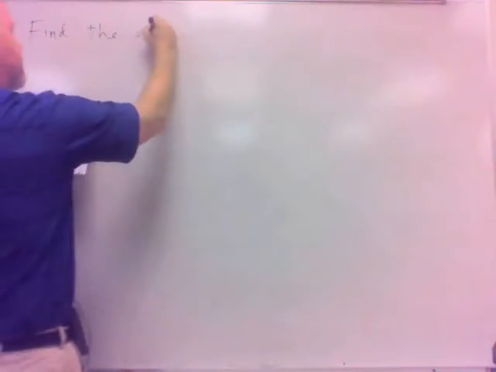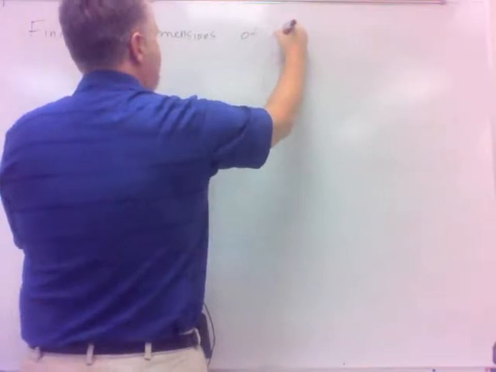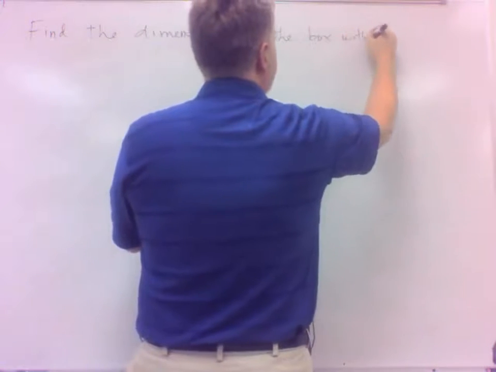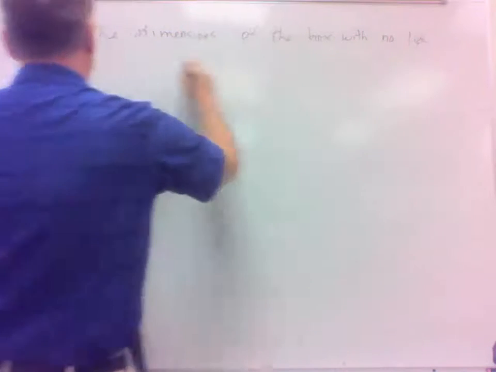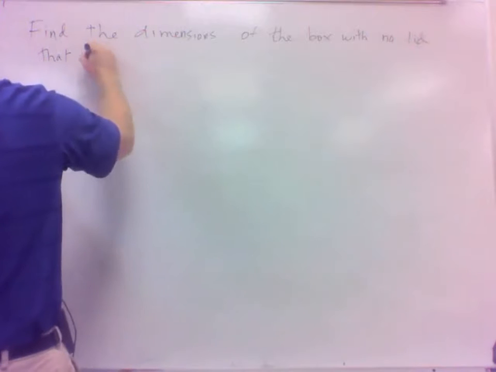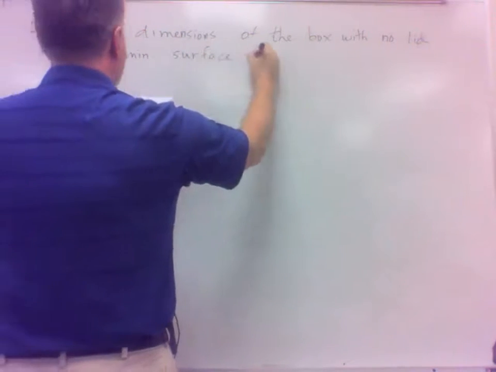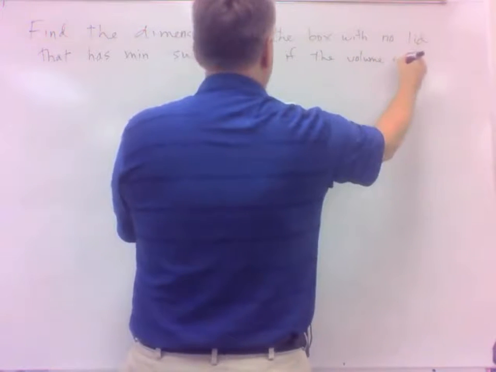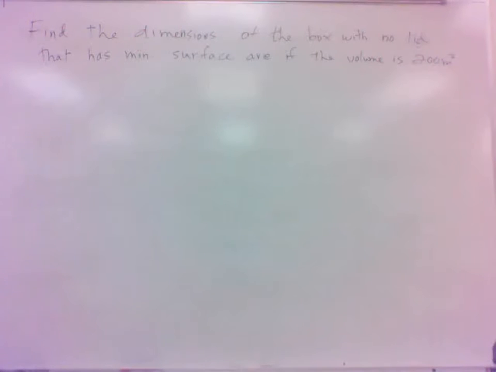Okay. So let's go back to this one. Find the dimensions of the box with no lid that has minimum surface area if the volume is 200 meters cubed. Okay, we did that one previously.